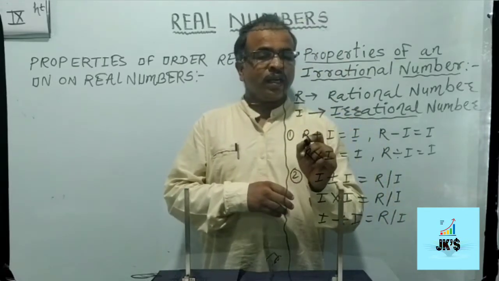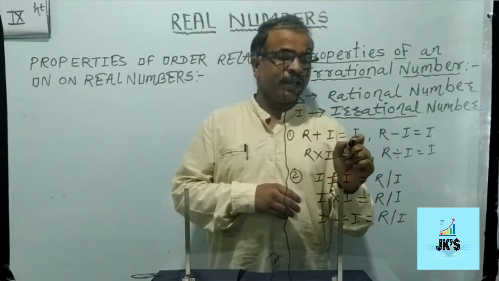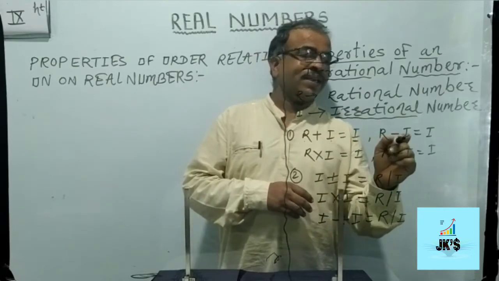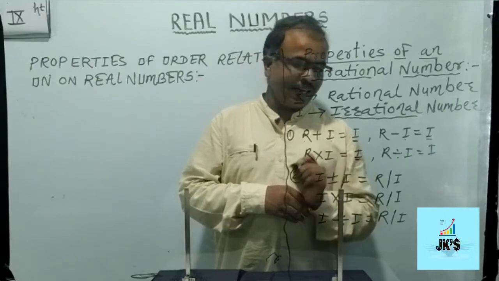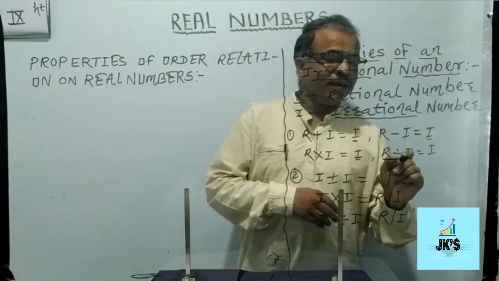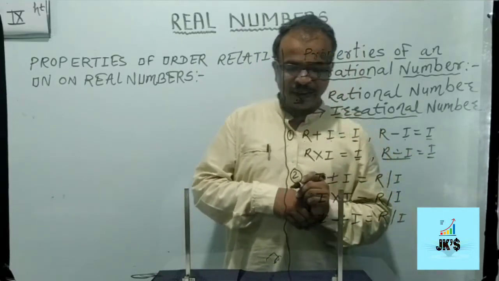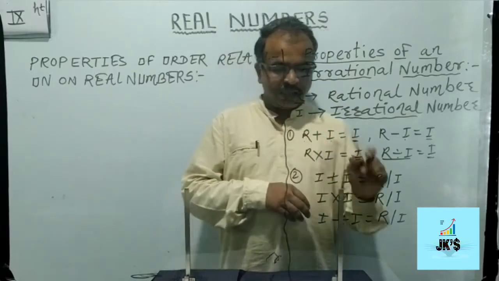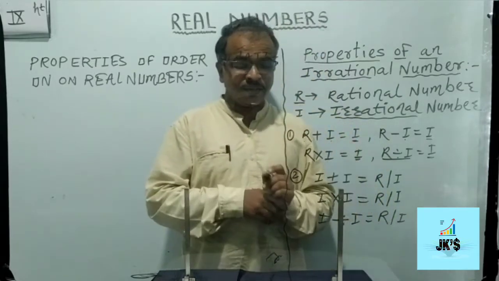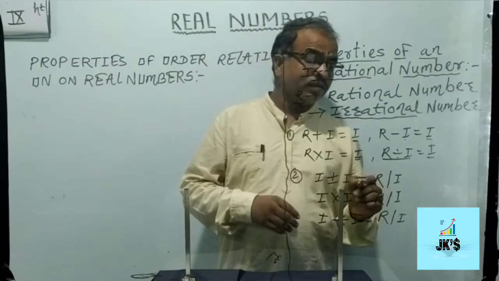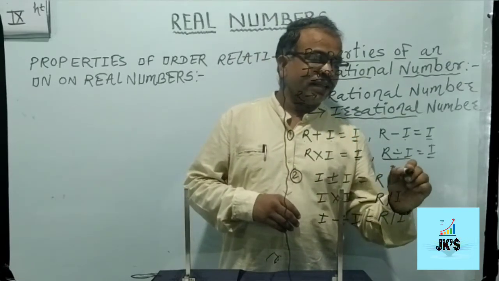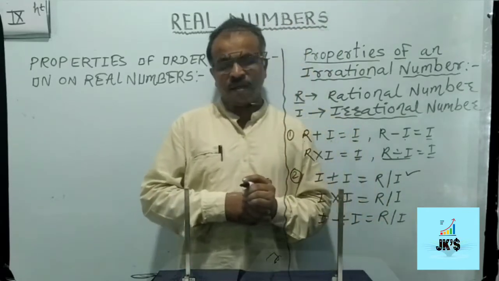Then rational plus irrational is irrational. Rational minus irrational is irrational. Rational into irrational is irrational. Rational divided by irrational is irrational. And when the operation takes place between two irrational numbers, the result may be rational or irrational.